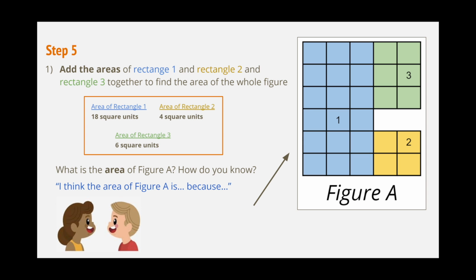Our fifth and final step is add the areas of rectangle 1, rectangle 2, and rectangle 3 together to find the area of the whole figure, the entire shape. We found that the area of rectangle 1 was 18 square units, rectangle 2 was 4 square units, and rectangle 3 was 6 square units. What is the area of figure A, or the whole shape? How do you know? I want to hear you say, I think the area of figure A is because.